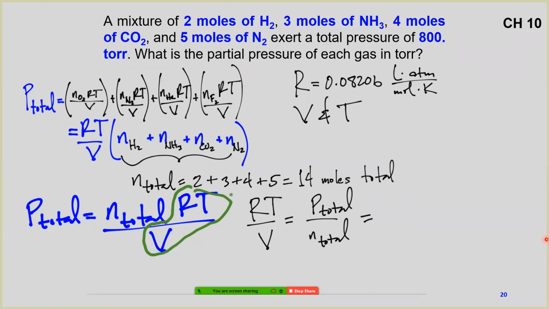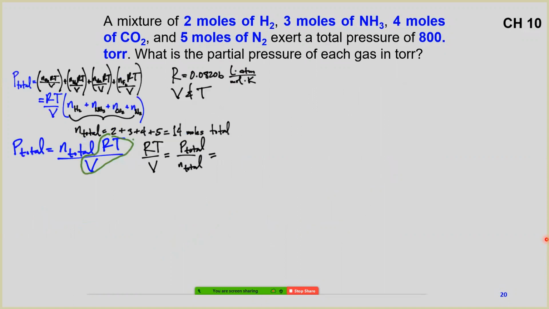So we have the total pressure here is 800 torr. I'm going to have to create some space here. All right, so we have 800 torr here, but we have to convert this to atmosphere by dividing it by 760. So 1 atmosphere equals 760 torr. All right, so 800 times 1 divided by 760, and we get 1.05.